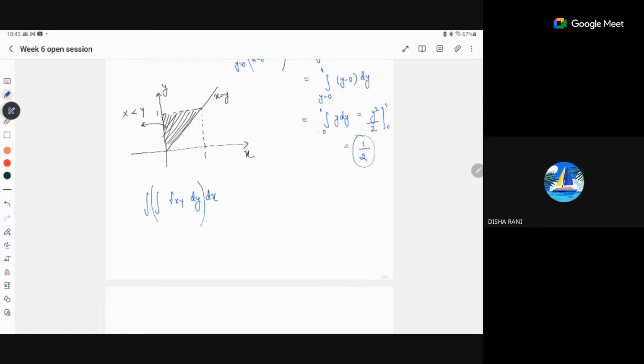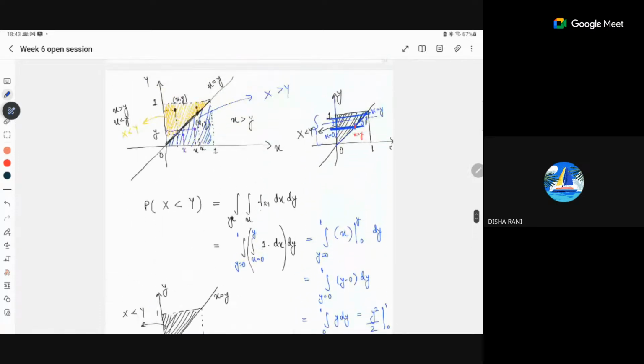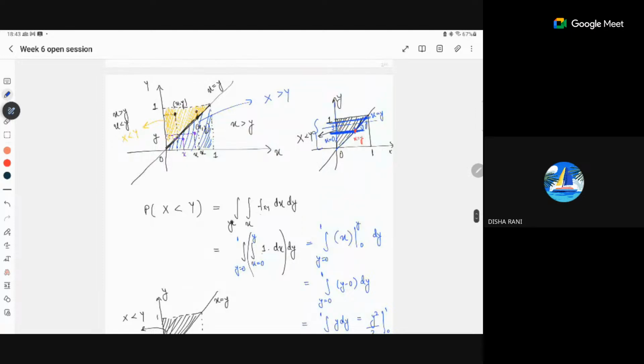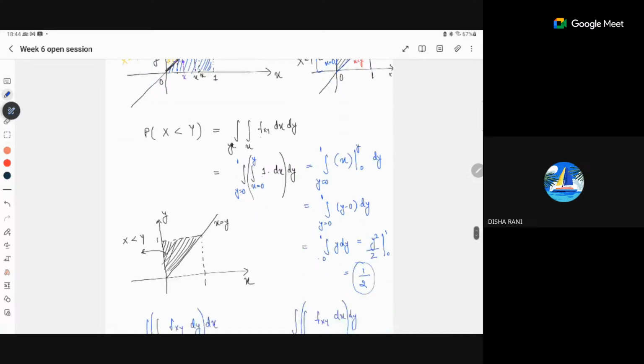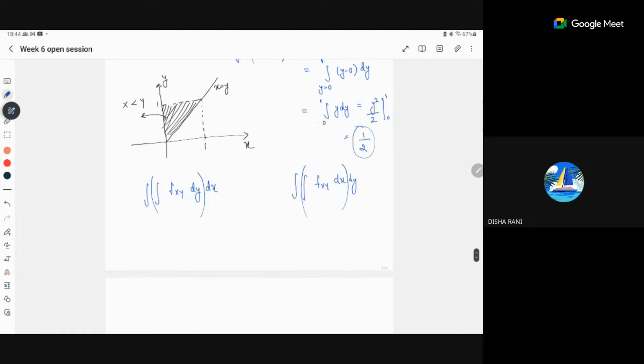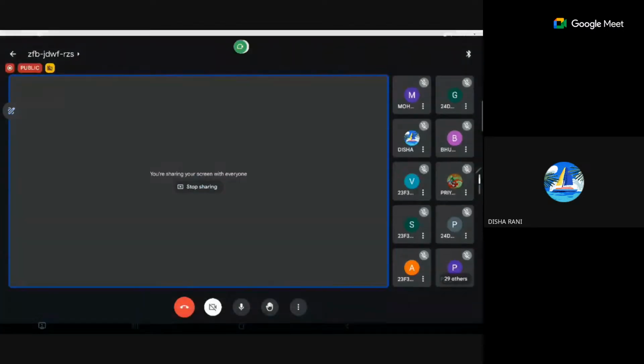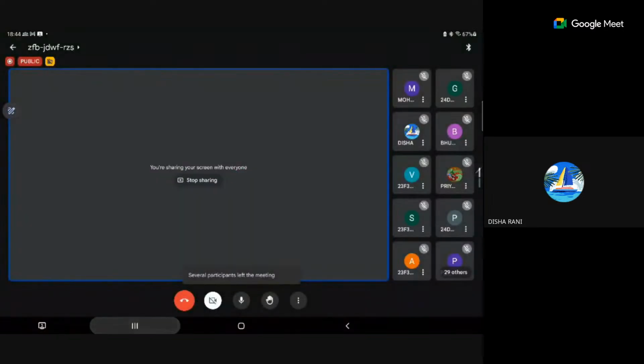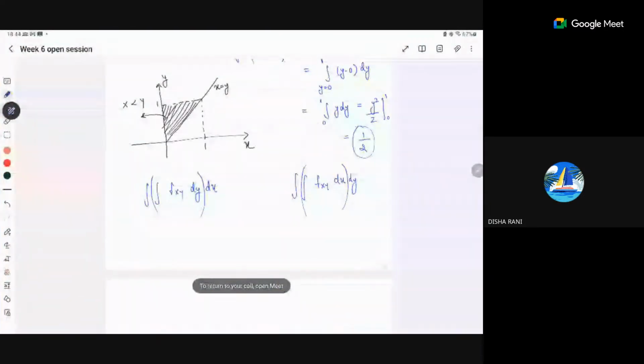Before, in the previous case, we were doing the double integral of f of xy dx dy. Since we were doing the integration with respect to x first, we made a horizontal strip parallel to the x-axis and saw how my x was varying. We found that my x was varying from 0 to y. Now in this case, we want to integrate first with respect to y.